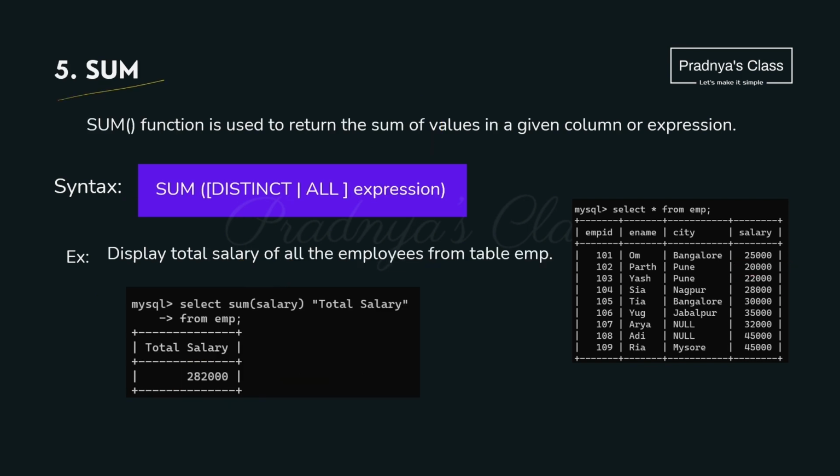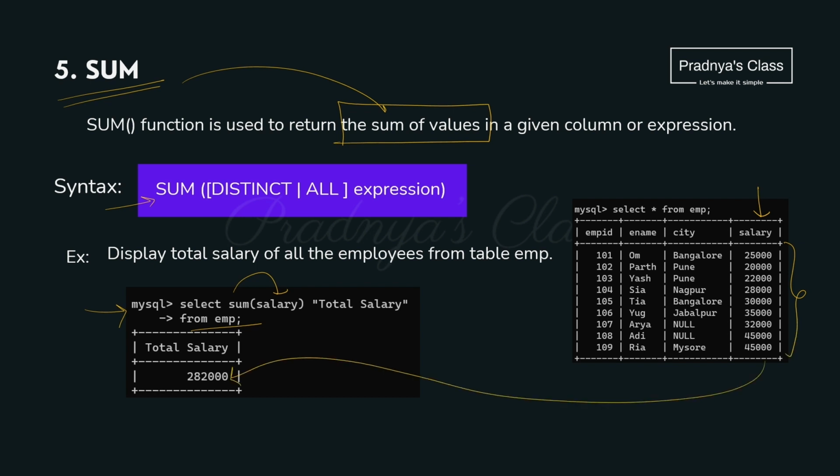Moving ahead to the last function, that is sum. It is used to calculate the sum of values. Note down the syntax. Here is one simple query. Select sum of salary from employee. The sum of this column is getting calculated, so we are getting this output.